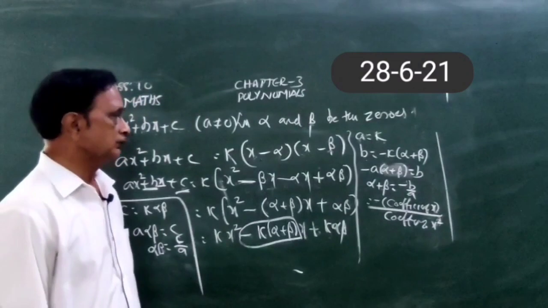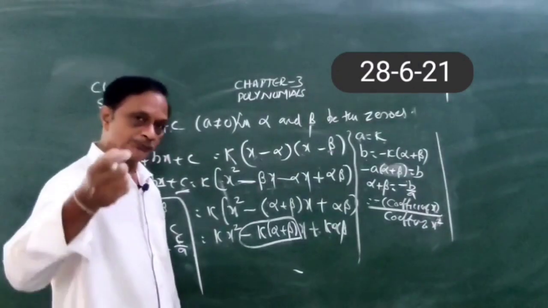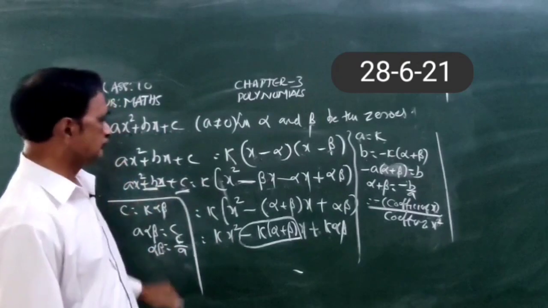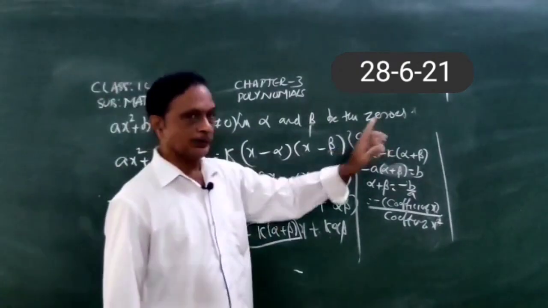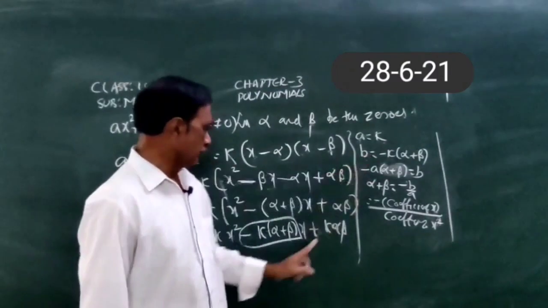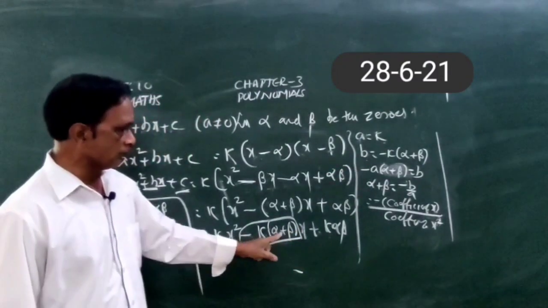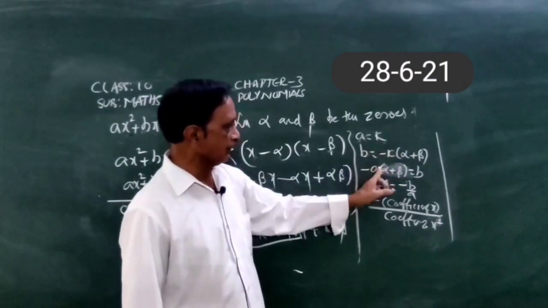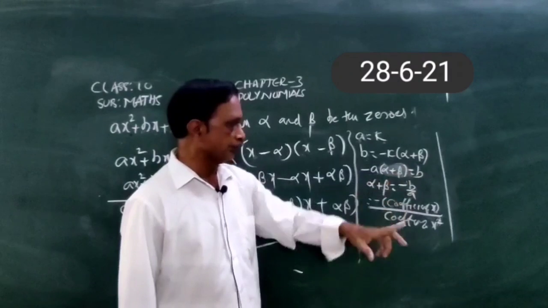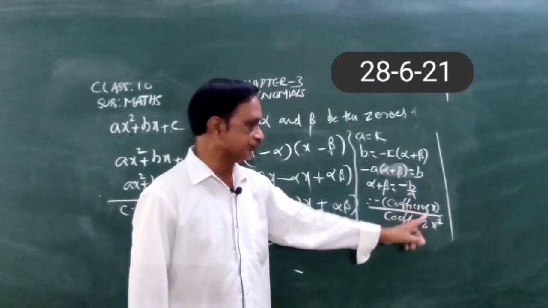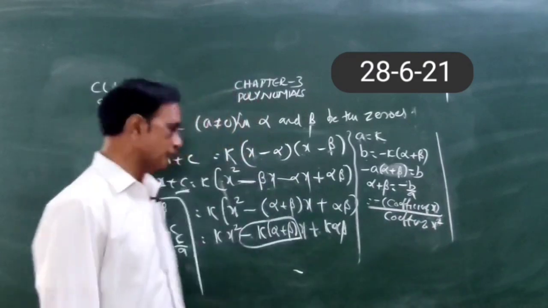Now comparing the coefficients of x square and coefficient of x, we get coefficient of x square equal to a, here k equal to a, and coefficient of x equal to b, here coefficient of x equal to minus k into alpha plus beta. Put k equal to a: minus a into alpha plus beta equal to b, alpha plus beta equal to minus b by a, nothing but minus of coefficient of x by coefficient of x square.